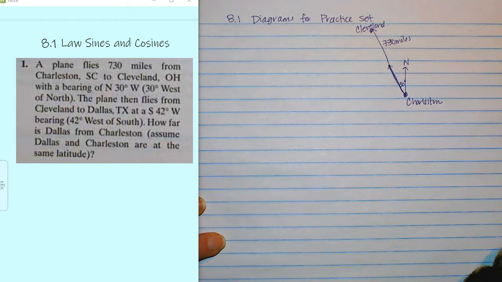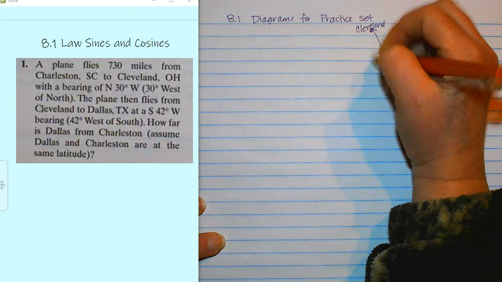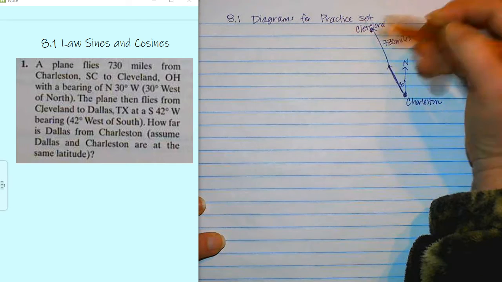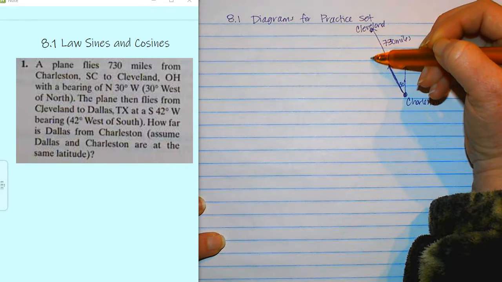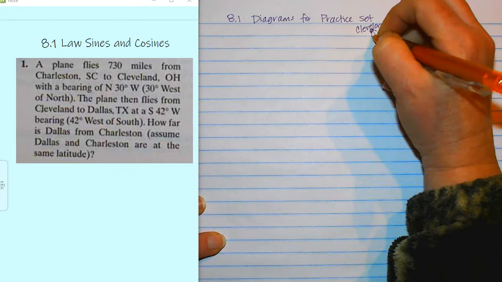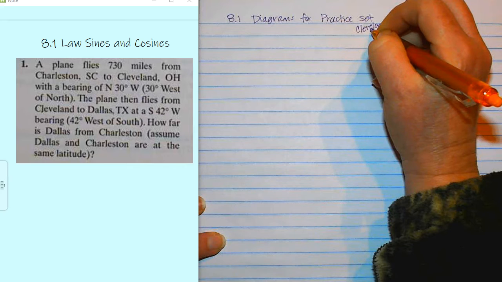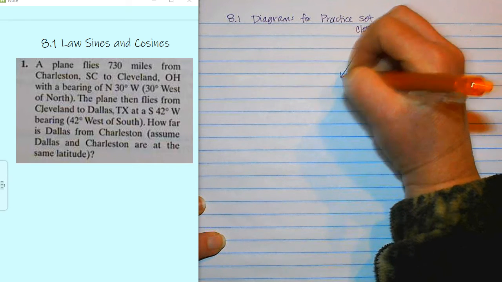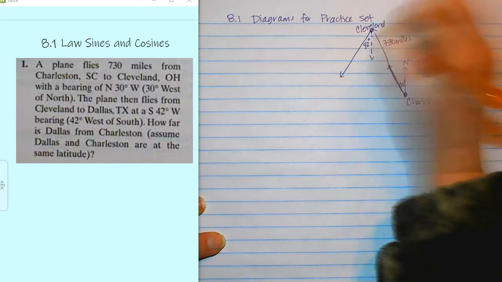Then the plane flies from Cleveland to Dallas, Texas at a south 42 degrees west bearing. So it's not flying south. It would be flying straight down if it was south. It's flying 42 degrees west of south. So this would be south. It's flying 42 degrees west of south. So this is 42 degrees.